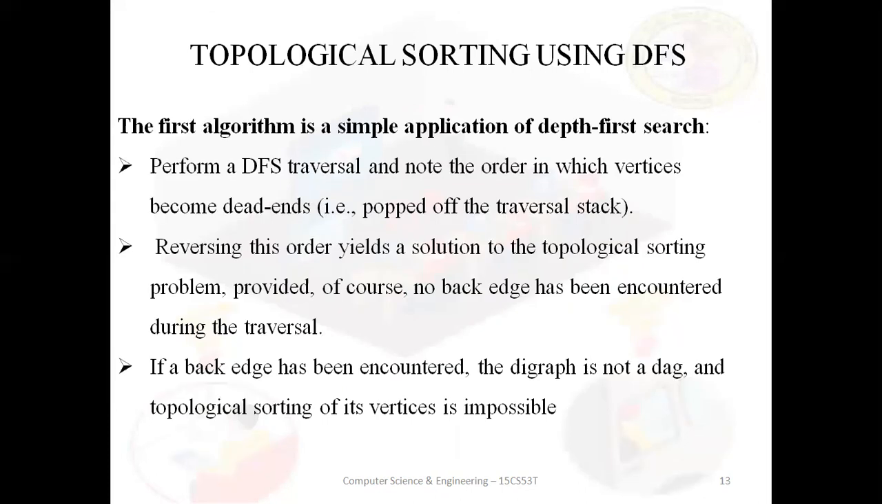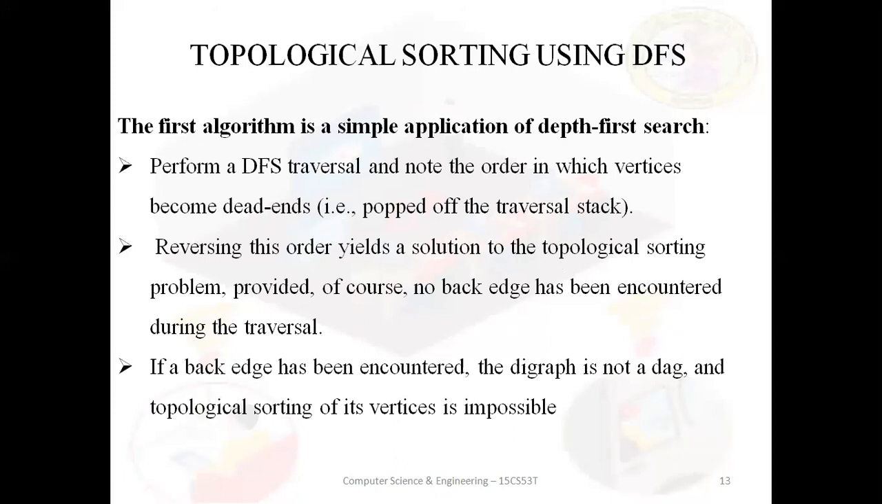As you can see how this problem is solved, the first algorithm is a simple application of DFS. What we are supposed to do is perform a DFS traversal and note the order in which the vertices become dead ends. As a dead end is encountered, we have to pop the node from the stack. After popping all the nodes from the stack, we have to reverse the order to yield a solution for the topological sorting.